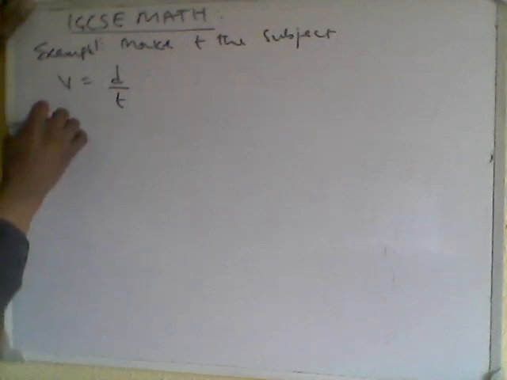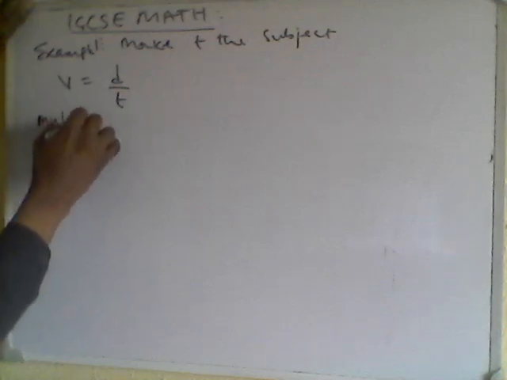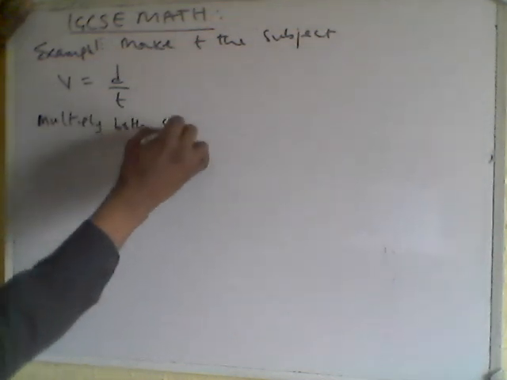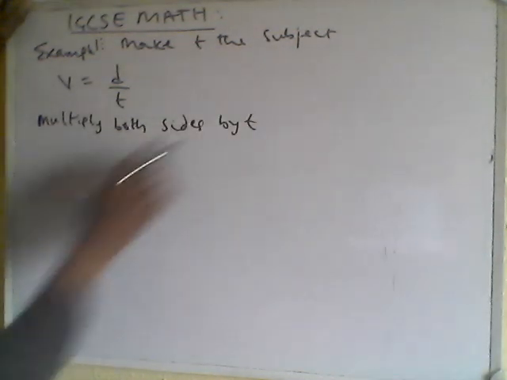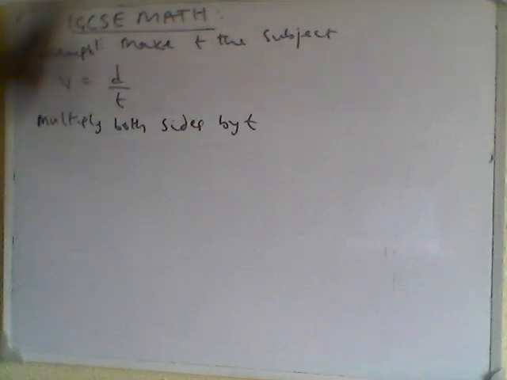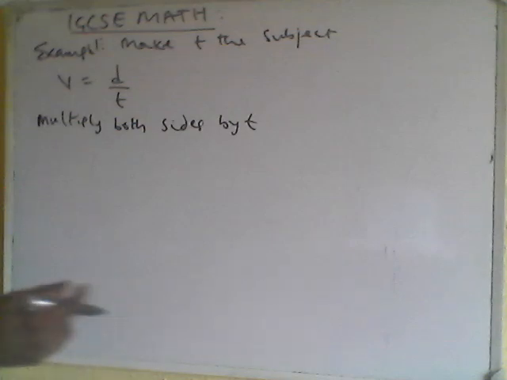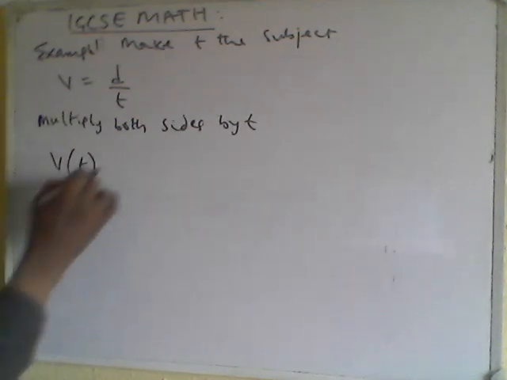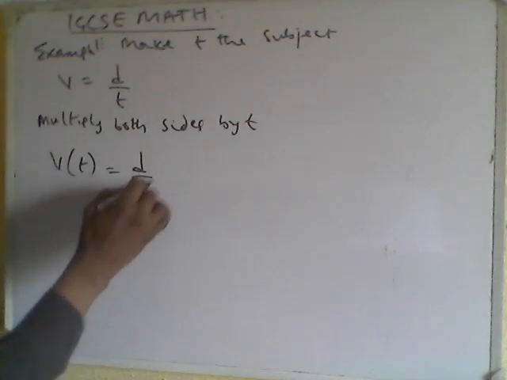So multiply both sides by t. You see, the first thing, this t has a division on it, but to remove it from under here, you multiply both sides by t. I gave you the rules. If one side is multiplied, the other side is divided. If one side is plus, the other side is minus, and so on. Okay, so when I do that, I will say v times t is equal to d over t times t.